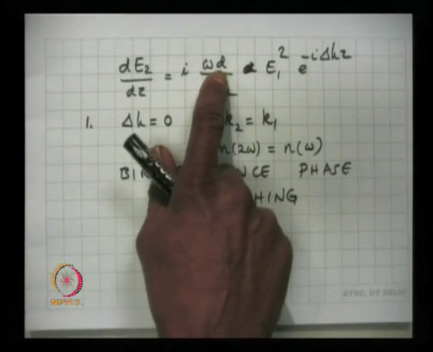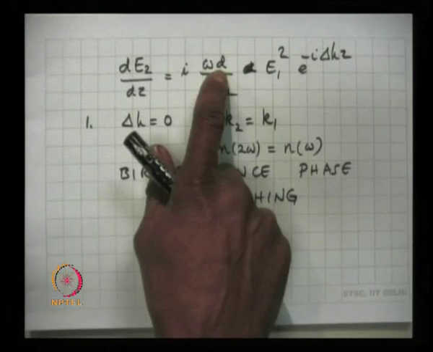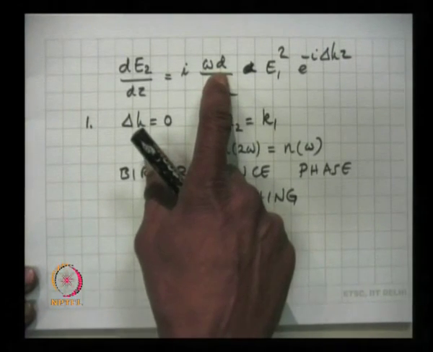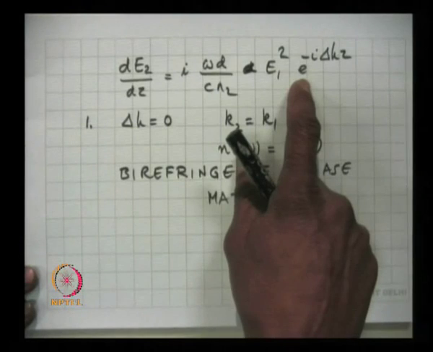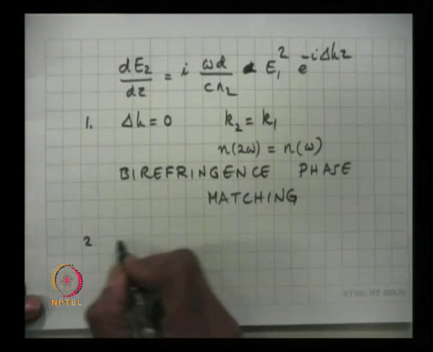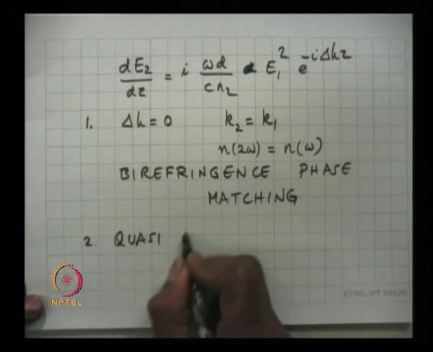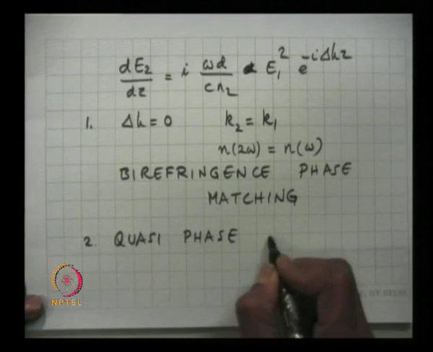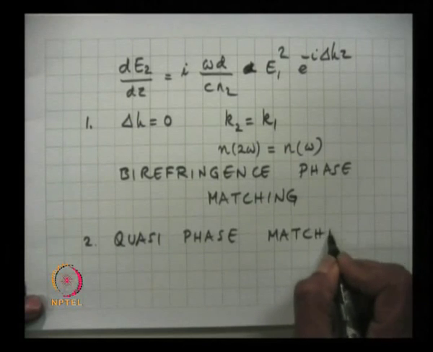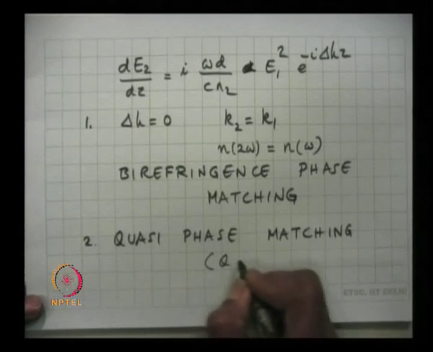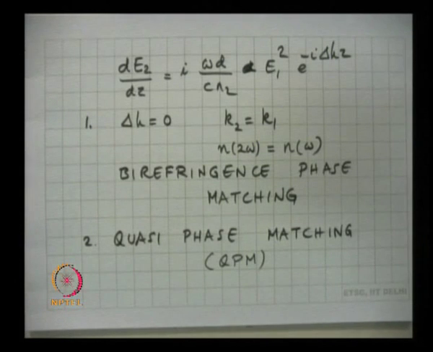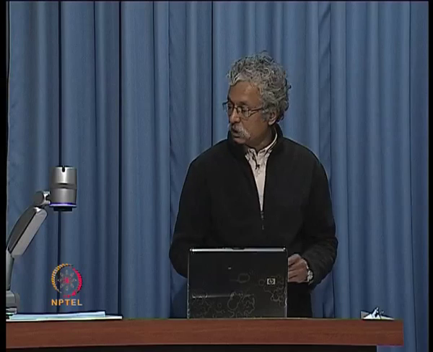So, if I choose a periodic function for d, that periodic function will have Fourier components, and one of the spatial Fourier components can be used to cancel the effects of this term, and that is the second technique called quasi phase matching, or QPM. This is a very important technique, first proposed by Bloembergen in 1961, in the classic paper on nonlinear optics where he showed that it is possible to overcome this issue of phase mismatch through a periodic variation in the nonlinear coefficient.